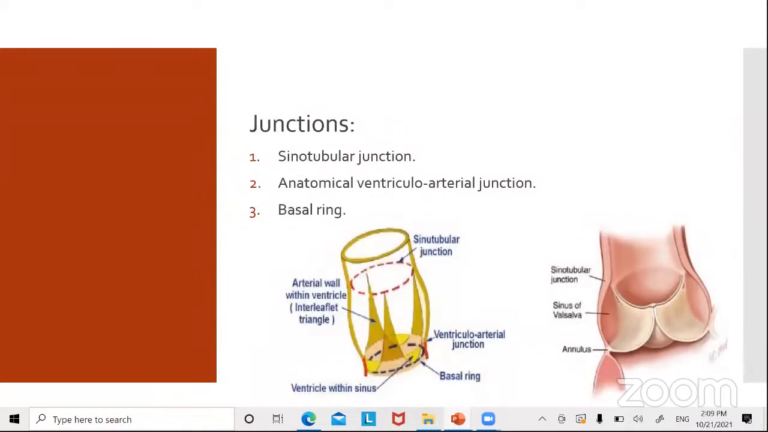The junctions: we have the sinotubular junction between the distal part of the sinus and the proximal part of the ascending aorta. We have the ventriculo-arterial junction between the ventricular myocardium and the aortic sinus, and the basal ring, which is the joining of the inferior aspect of the valve leaflets.